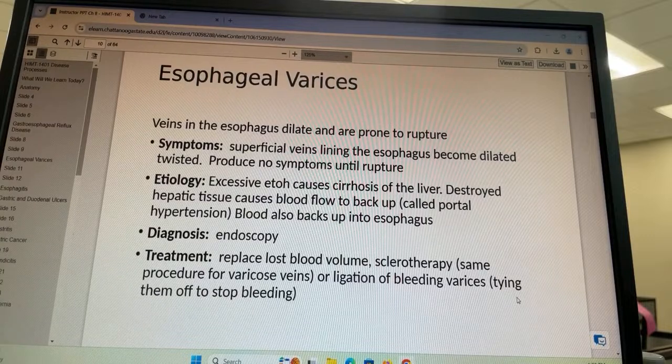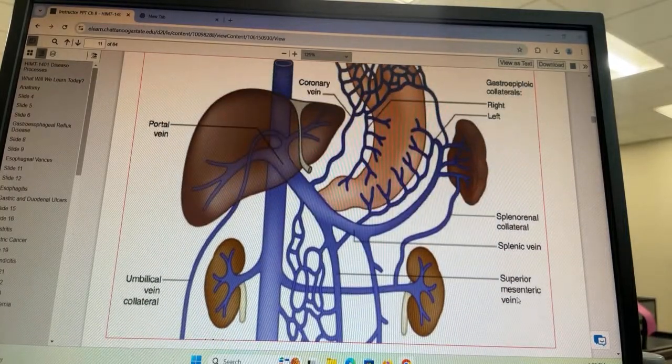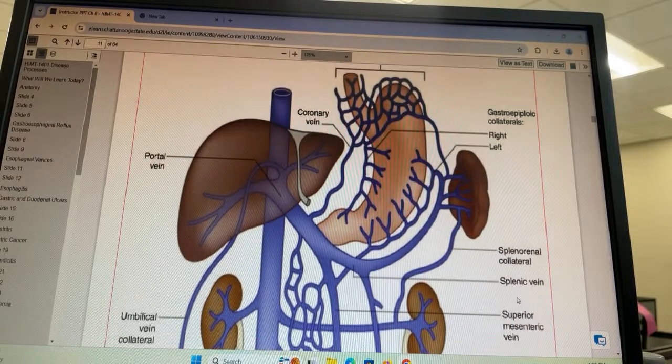What causes these is excessive alcohol intake. When someone drinks a lot of alcohol, it's damaging to the liver, okay? And the liver, they share venous circulation. So let's see if I can show you in this picture. It's a complicated network, but basically you can see the liver shares the portal vein, that big one right here, and you can see that it goes from the liver and it goes up into the esophagus. So see that one vein here that goes up into the esophagus there?